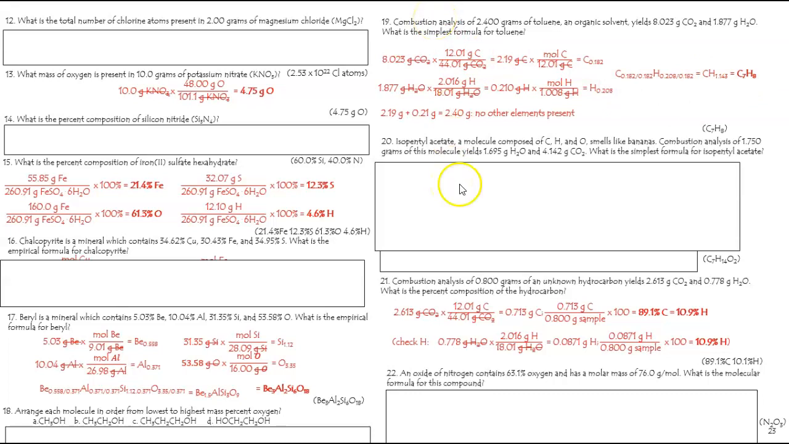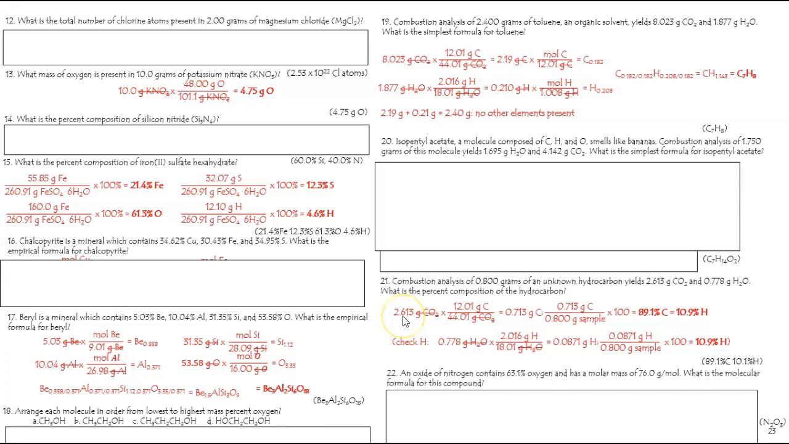Number 20 is for you. It's a similar problem. Number 21 is for me. It's another combustion analysis problem. Hey, they tell you it's a hydrocarbon, so I don't have to worry about accounting for my elements. And we're burning 0.8 grams, and we get that much CO2 and that much H2O.